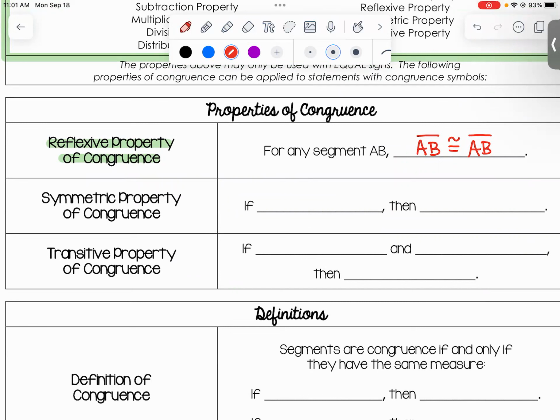Symmetric property. How many segments would we need to be talking about for the symmetric property? 2. So the symmetric property, if we know that AB is congruent to CD, then what would our symmetric property tell us? CD is congruent to AB. Very good.